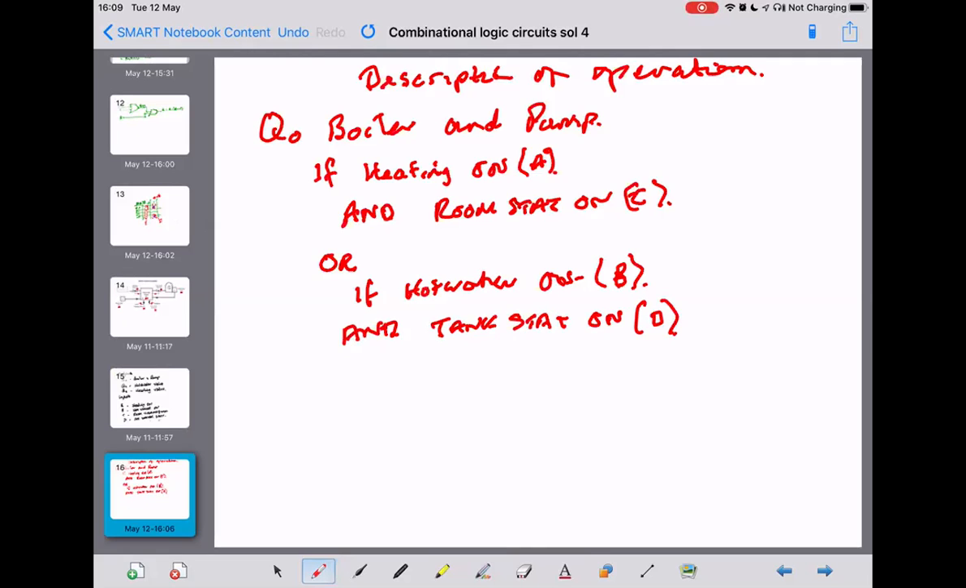Yeah. So what we've got here is a Boolean expression. Q0 is equal to, and then we got A and C, A being the heating on, C being the room thermostat. And then all that with B and D, which is the hot water on and the tank stat on. So that is the expression for Q0, the boiler and the pump. Okay.